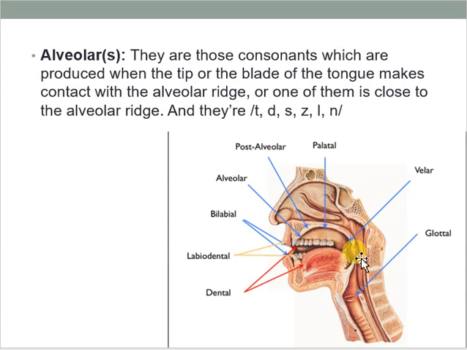The roof of the mouth or the palate is divided into many parts. The first part, which lies immediately behind the upper front teeth, is called the alveolar. Then we have the palate, hard palate. Then we have the soft palate. Okay, so the tip of the tongue and the blade of the tongue, sometimes it makes contact with the alveolar ridge and sometimes it gets close to the alveolar ridge.